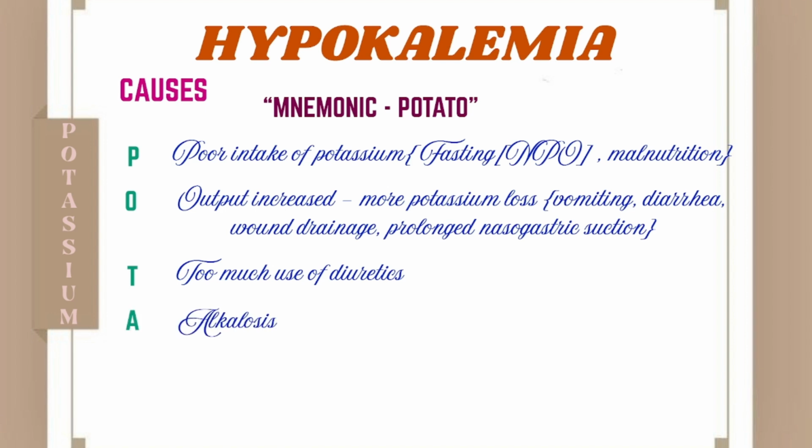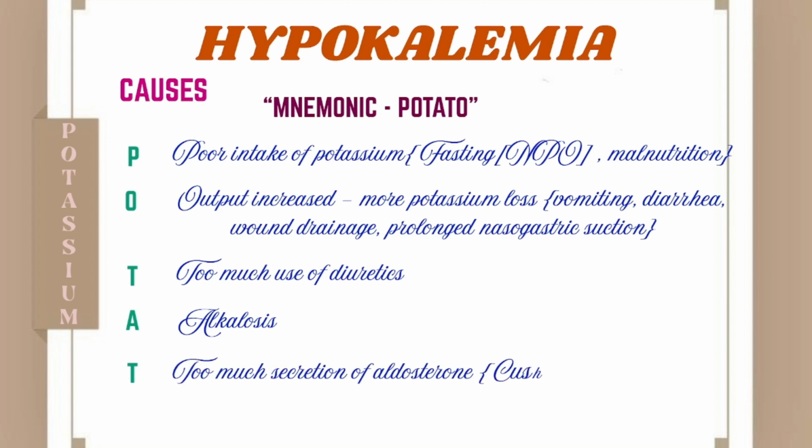A stands for alkalosis. We know in alkalosis, hydrogen ions move out of the cells into the blood, and in exchange potassium moves into the cells, and as a result there will be less potassium in the blood. So this is how serum hypokalemia develops.